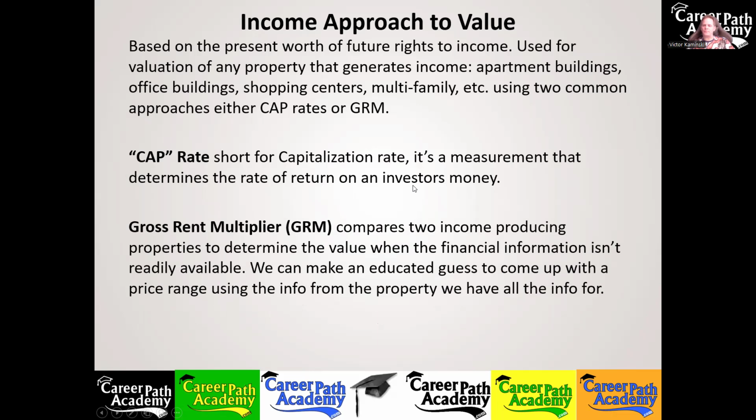The gross rent multiplier, or GRM, compares two income-producing properties to determine the value when the financial information isn't readily available to figure out the cap rate. So we can make an educated guess to come up with a price range using the information from another property that we may have all the info for.